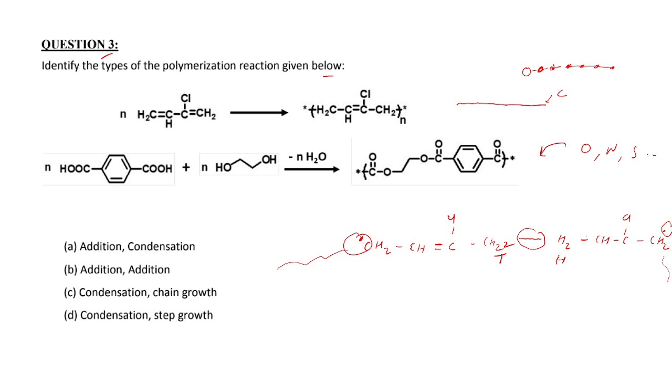So it is called propagation of this reaction, and this is also called head to tail or tail to head addition. Simply, it is called addition. So the first reaction is an addition reaction.